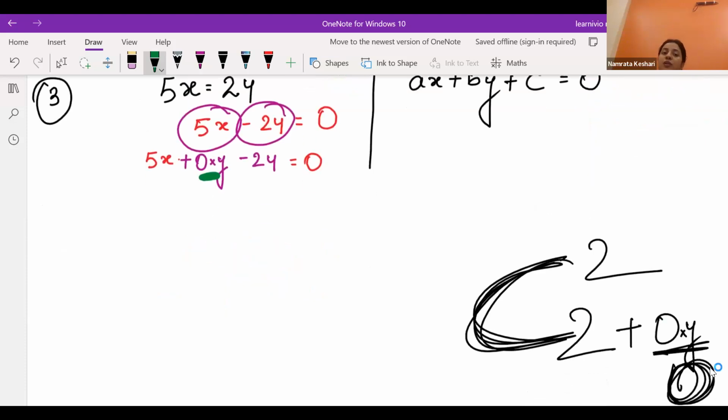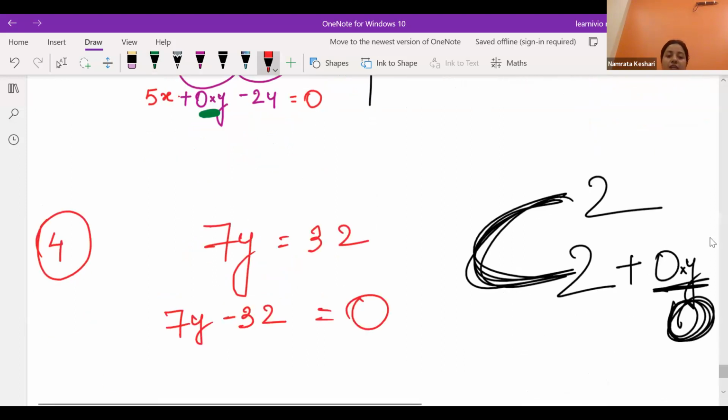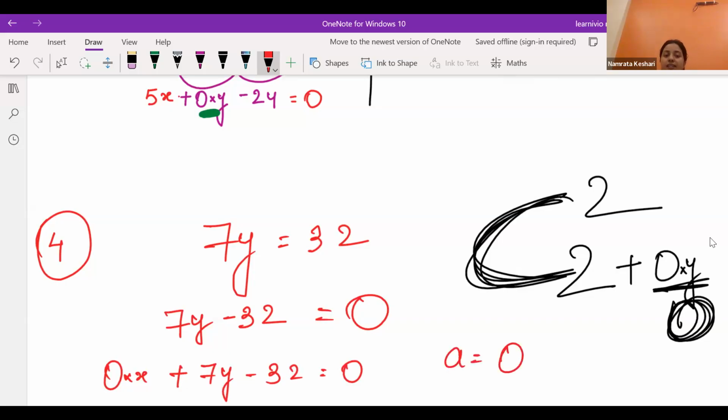So this type of question you will be having: 7y is equal to 32, write it in the standard form of linear equation in two variables. Just represent it in that format. So we will say the y term is there, minus 32, the constant term is also there, is equal to 0. Here the x term is missing, so by ourselves we can write 0 into x. Making sense? Yes, ma'am. Now confidently we can say our a is 0, our b is positive 7, and our c is minus 32. Is it crystal clear?